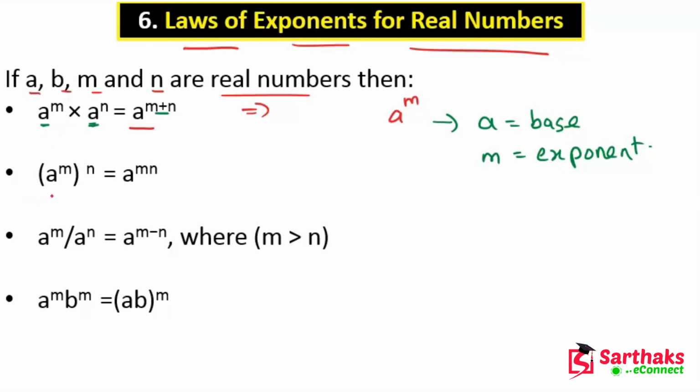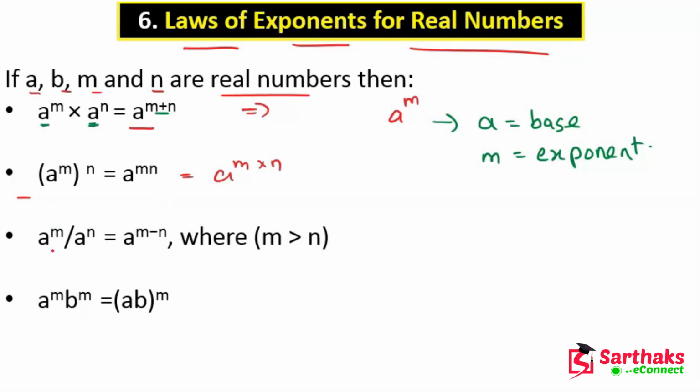Now listen to me very carefully. We have A raised to power M, whole raised to power N. In this case, we have to multiply the exponents, which means this is A raised to power M into N. So this is the second rule.